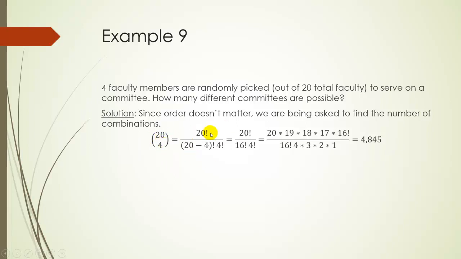If you were to do this by hand, it would be 20 factorial over 20 minus 4 factorial, times 4 factorial. 20 minus 4 gives you 16. If we expand this out, I'd recommend stopping at 16 factorial on the top so the numbers don't get too large, because then you can cancel out those 16s and have a simpler calculation. In fact, you can cancel everything out from the bottom if you like. Either way, you're going to get 4,845. An alternative is just doing it on your calculator. So there are 4,845 possible committees when we're trying to select 4 faculty members out of 20 total faculty.